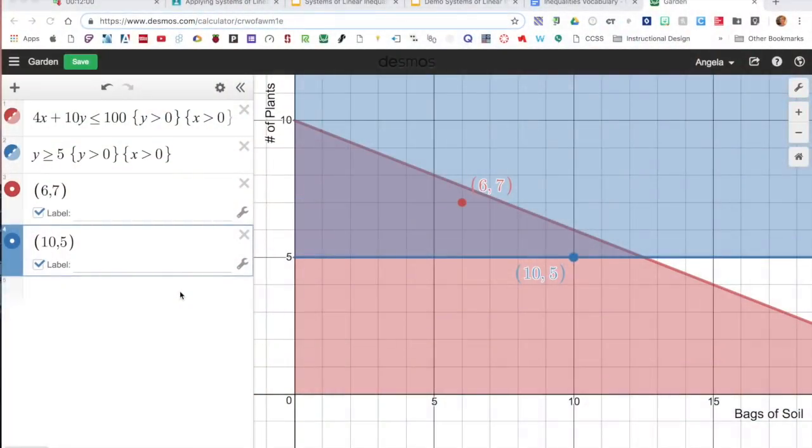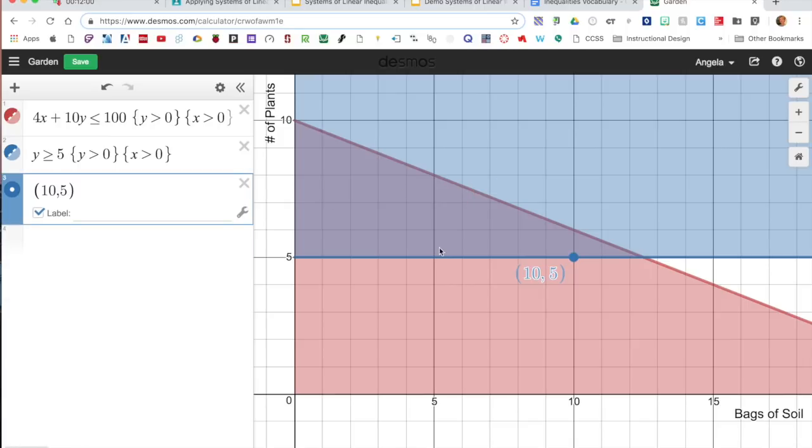We have several points that are going to work for this. We can do as many as we come up with, as long as they're in the parts where we're overlapping. So for all intents and purposes, we're going to use the point (10, 5). So we've got our axes labeled, we've got an ordered pair on here, and we've got our two inequalities typed in.